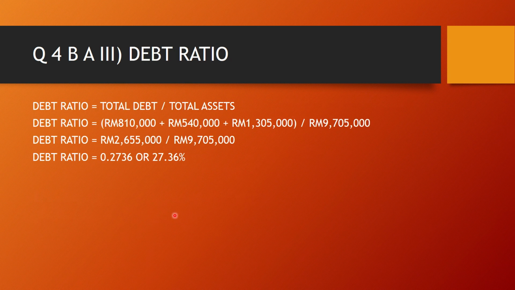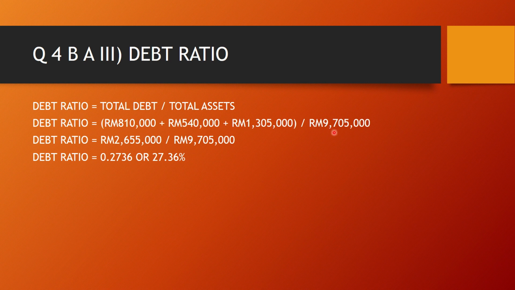Number 3, debt ratio. The formula is total debt divided by total asset. Total debt consists of, refer to the balance sheet, non-current liability plus current liability. Non-current liabilities are 6% bond at 810,000, and then 10% redeemable preference shares at 1 ringgit each, 540,000. And for current liabilities, the total is 1.305 million. Divide by total asset.